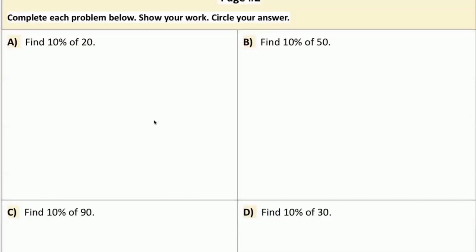Let's look at page 2. It says find 10% of 20. In example A, I'll zoom in. Whatever comes after "of" is the whole, so we know that the whole is 20. Now, one strategy you could use is 20 divided by 10.